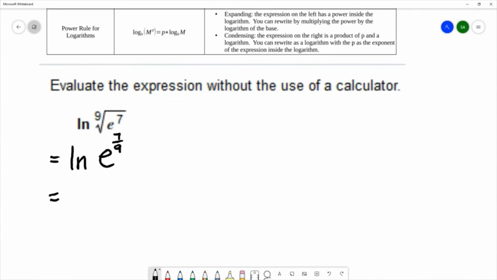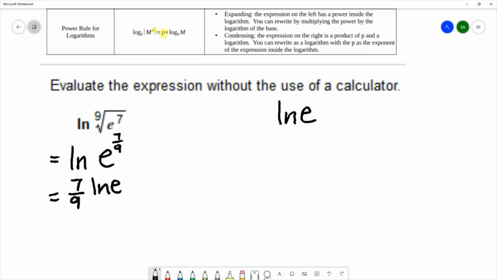And there's a property of logarithms called the power rule. This property allows you to take a power inside of a log and rewrite it as a coefficient, multiplied by the log. So we're going to be able to write this with the power rule as 7/9 natural log of e. Now, natural log of e is an expression that we can simplify. I'm going to do this work over here on the side to figure out what natural log of e is.